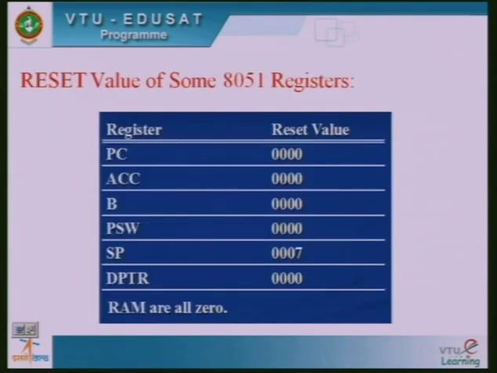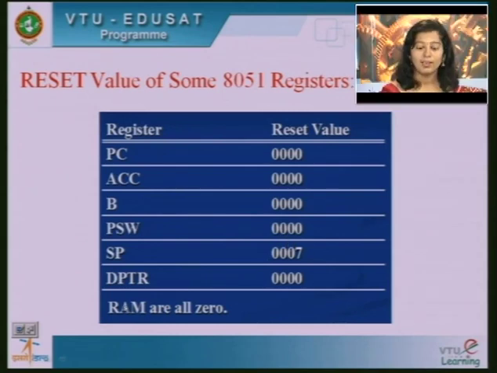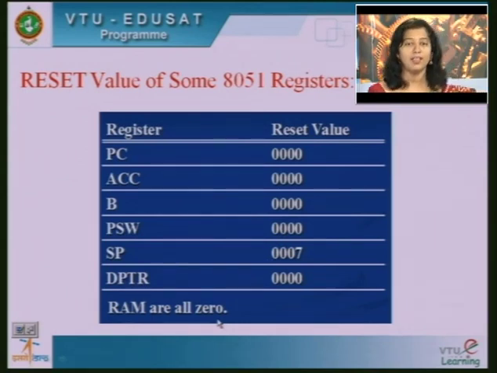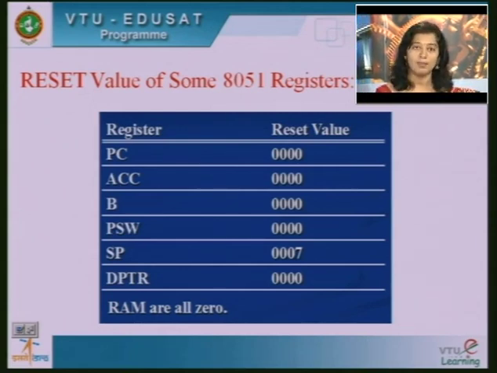I will give you an example here. You can see the contents of the registers. PC stands for program counter. Once the reset is given, it will point to 0000. The accumulator, the A register, will also be 0, the B register becomes 0, the program status word becomes 0, the stack pointer will point to the initial location of the stack, the beginning of register bank 1, and the data pointer will contain 0. In RAM, all the contents in the read-write memory area will become 0. So, on reset, most of the registers will be changed to 0. Please remember this.